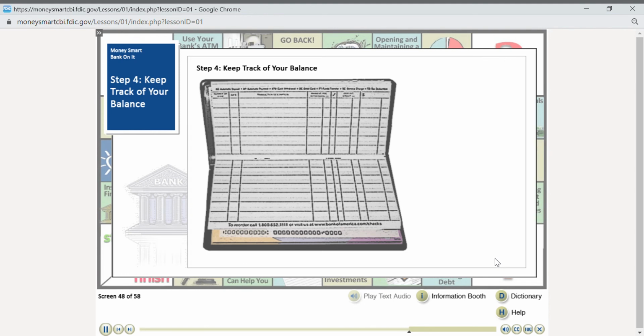The fourth and final step to opening and maintaining a bank account is to keep track of your balance. The best way to avoid paying overdraft fees is to record all transactions and keep track of your balance. Let's review the check register on your screen to see how the different transactions in our scenario affected your checking account balance.